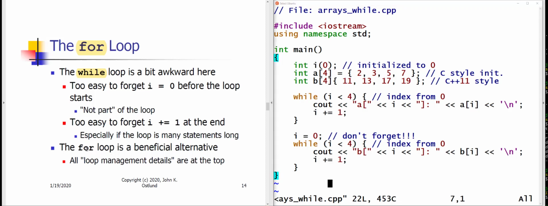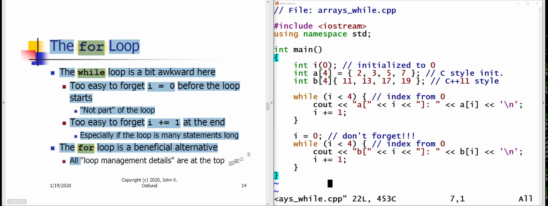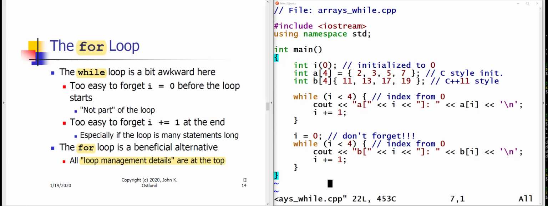It turns out that the for loop is more reliable than the while loop because all of the loop control stuff is right at the top of the for loop. So it's much harder to forget what you're supposed to be doing.